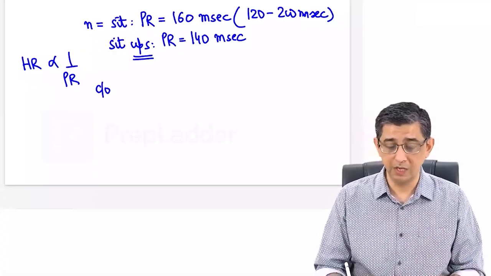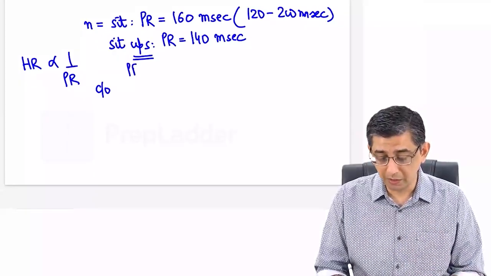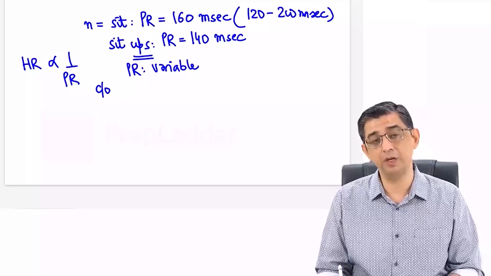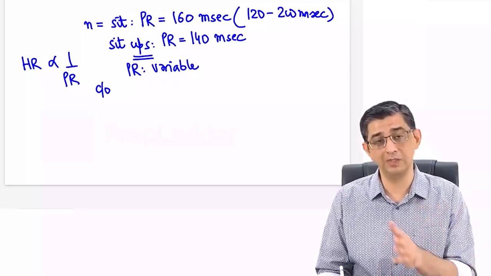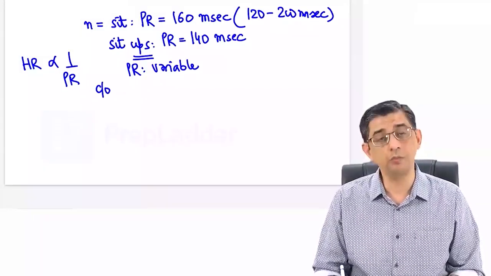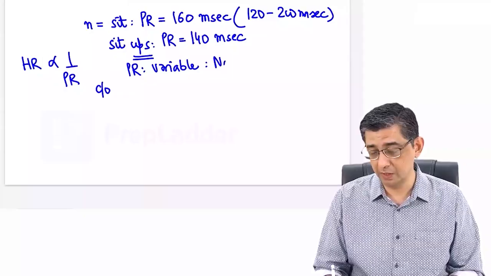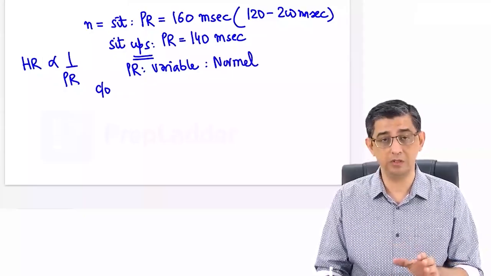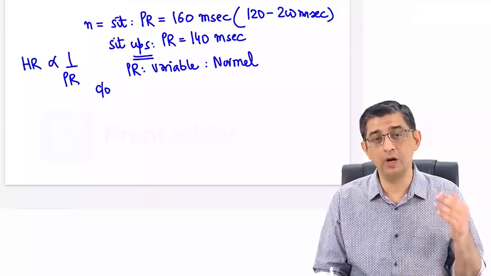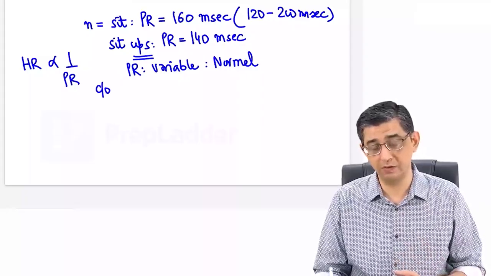What I'm saying is that in a normal person, the PR interval will change with physical activity. If there is vagal stimulation, the PR interval will become prolonged. If there is sympathomimetic stimulation, the PR interval will become shorter. The PR interval in a normal person is always variable. This variability will be lost because of the reasons that I explained in the previous slide, ranging from granulomas to iron deposition to fibrosis developing in the heart.